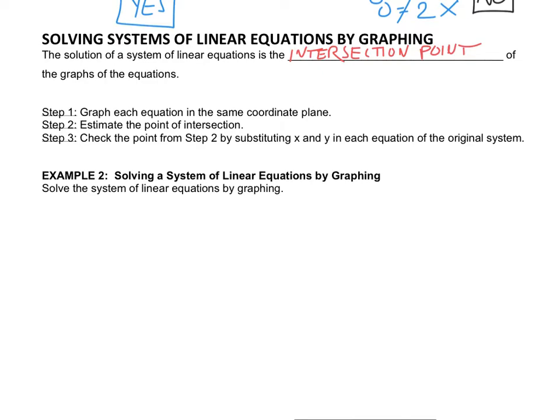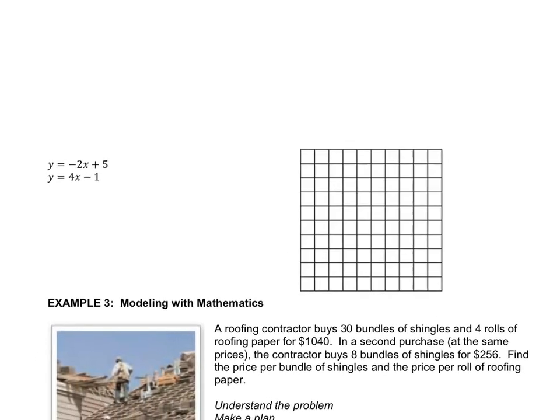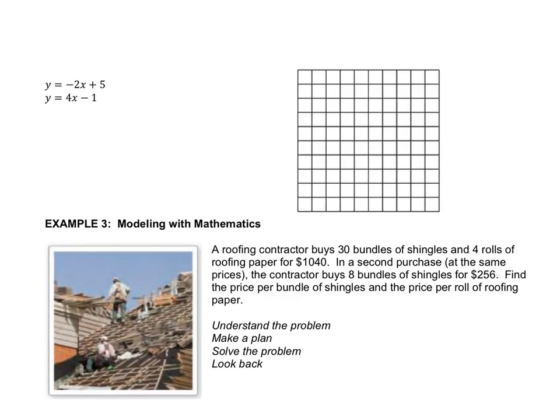So let's go and do that. Here we have an example. We want to solve by the graphing method. Both of these, again, would be in our y equals mx plus b form. We know that this slope and the intercept would be something that we can graph pretty quickly. So let's do that.